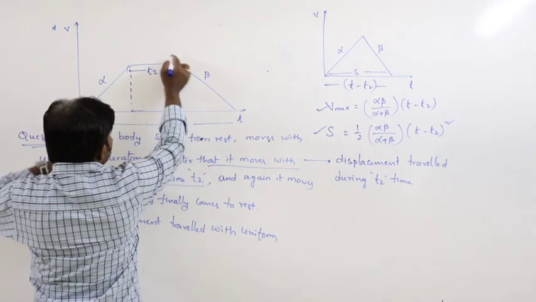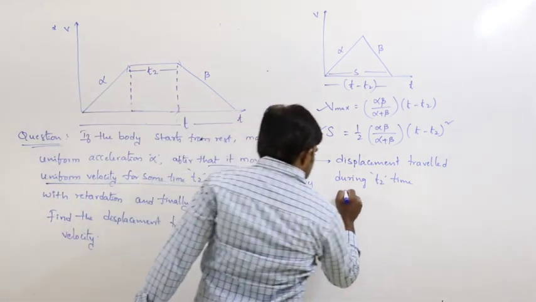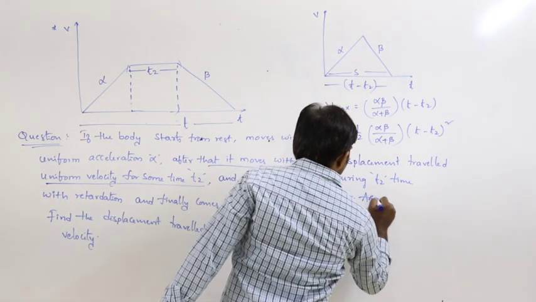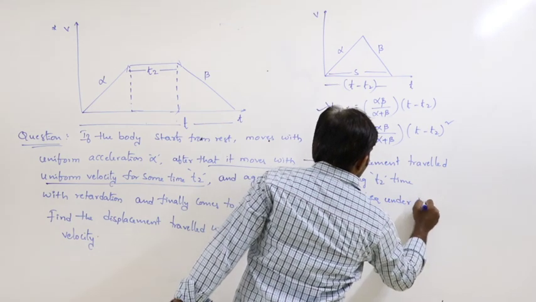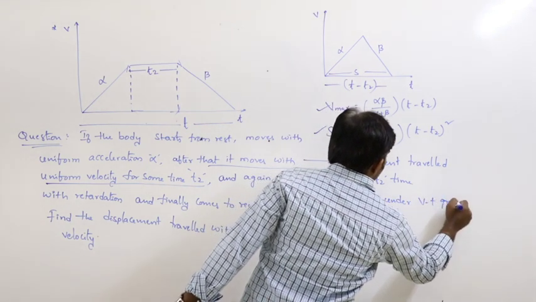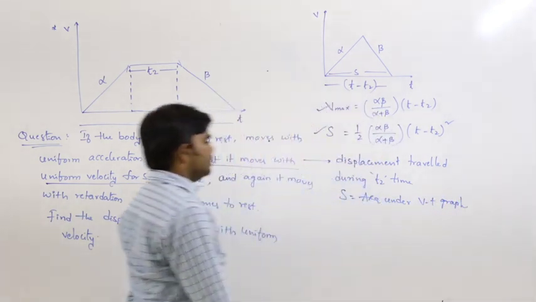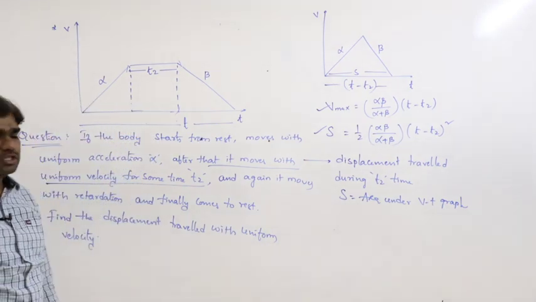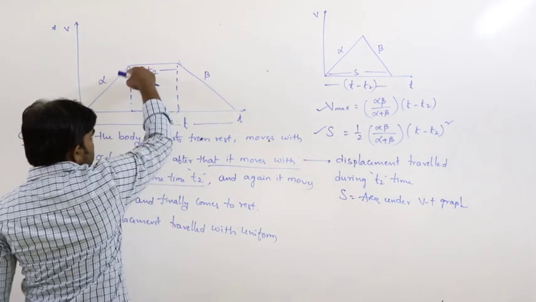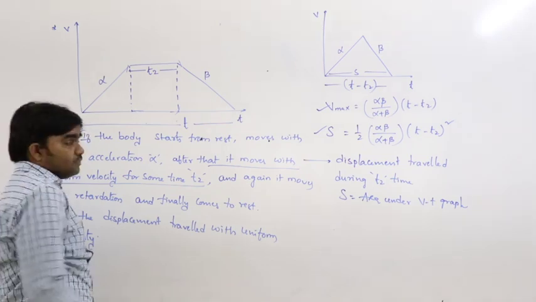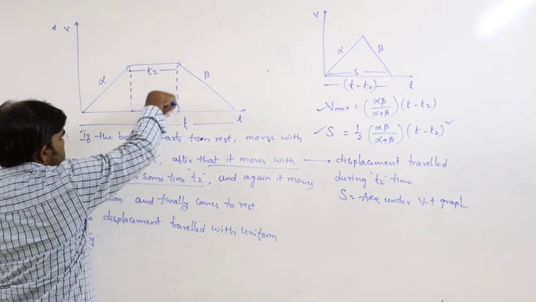So what is the shape here? Displacement in the sense, area under the velocity time graph. Displacement means area under the velocity time graph. So this is the velocity time graph, so we have to find out the area. What is the area?